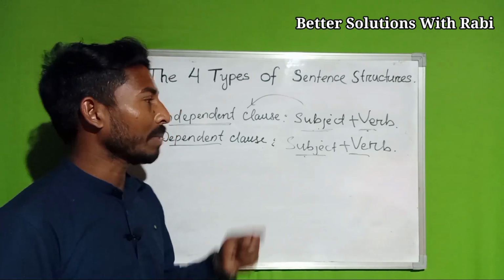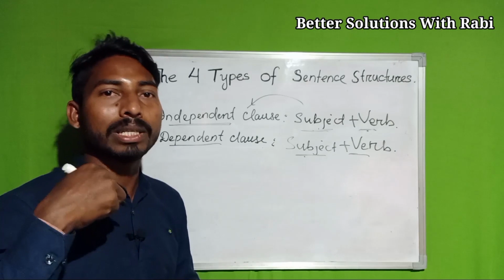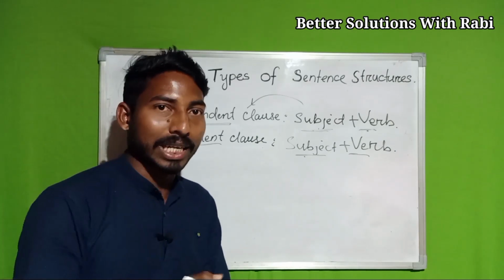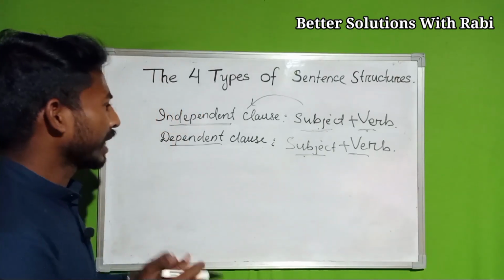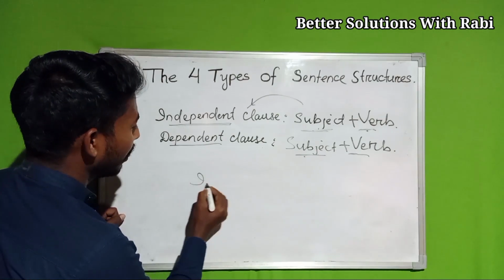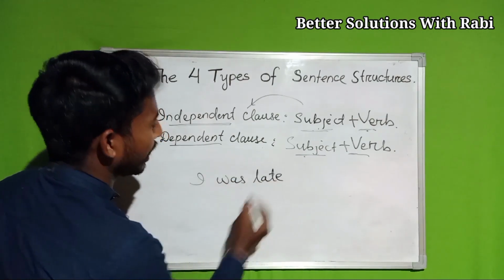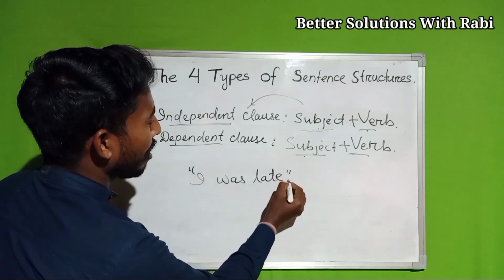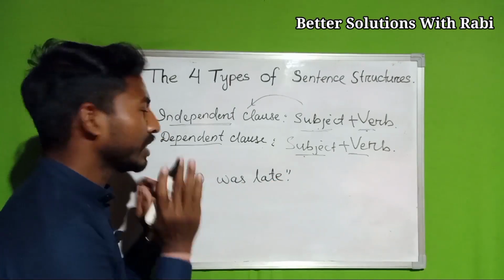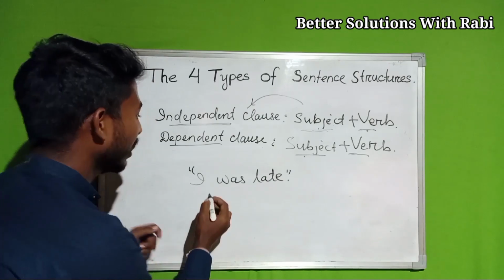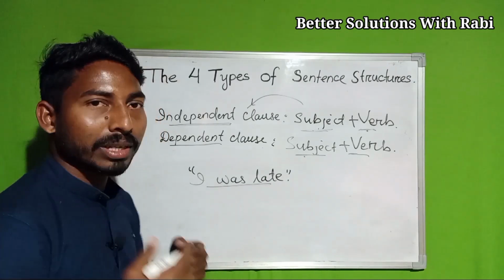That means they require some help from other sentences to make a complete meaning or to make a complete sentence. Now let's take an example. That is, I was late. Okay, I was late. This is a sentence, and we know that this is a complete sentence. So this is a complete sentence which gives a complete meaning that I was late.